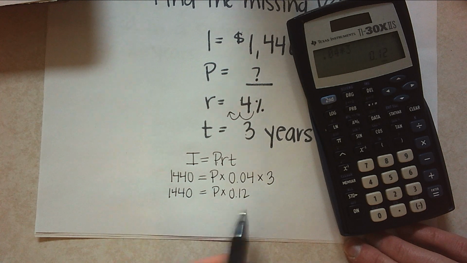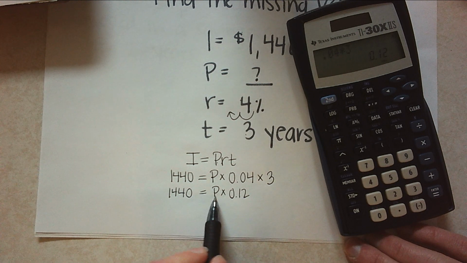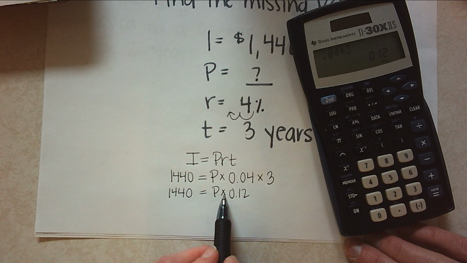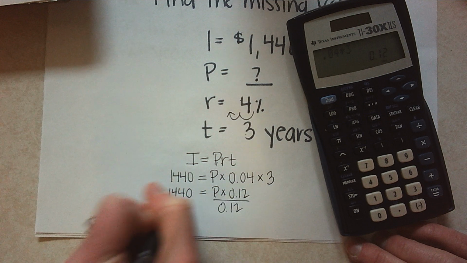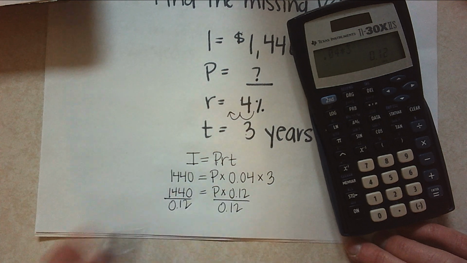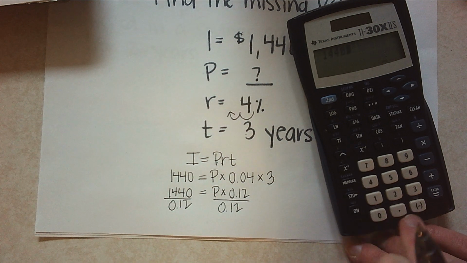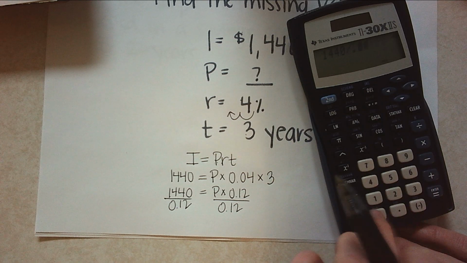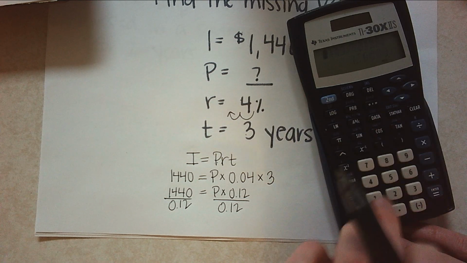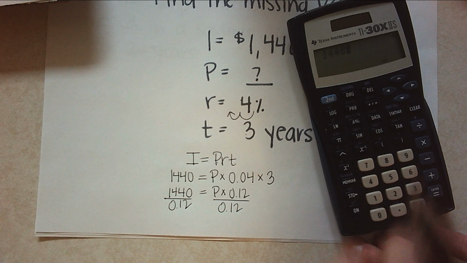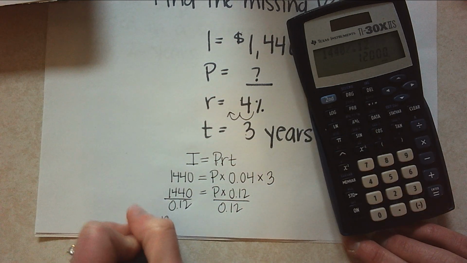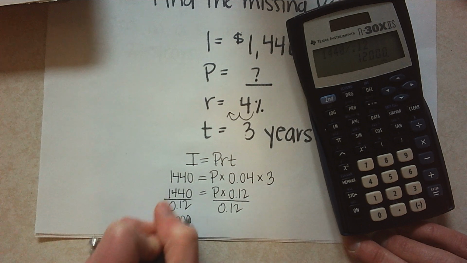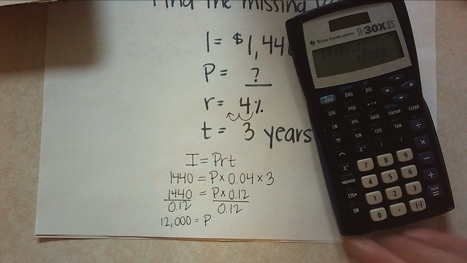P times 0.12 is equal to 1,440. Now I have a one-step equation where I have a variable on this side being multiplied, and I use inverse operations to solve. The inverse of multiplying is dividing, and so I'm going to divide both sides by 0.12. 1,440 divided by 0.12 is $12,000, which is equal to my principal.